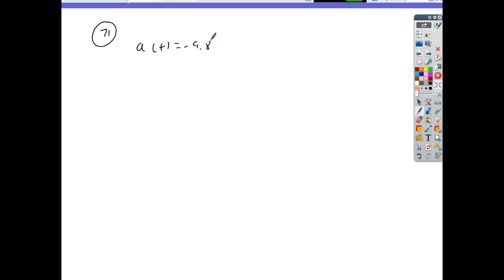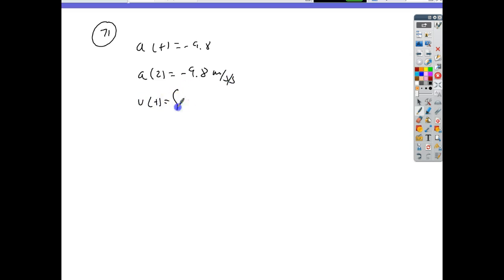Acceleration at 2 seconds. It is still negative 9.8, because there's no place to put t. The units are meters per second squared. Now, velocity. How do I find the velocity?